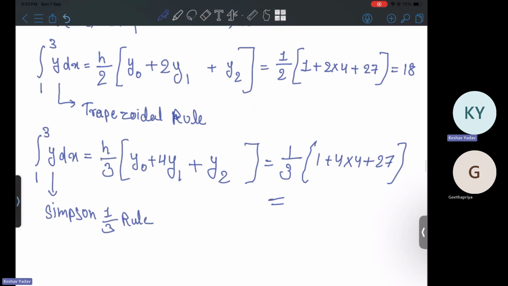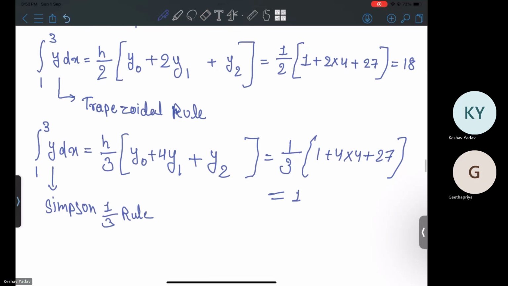44 by 3, that will be equal to what? Tell me the value. So it is 14.667. Okay, like that. Good.